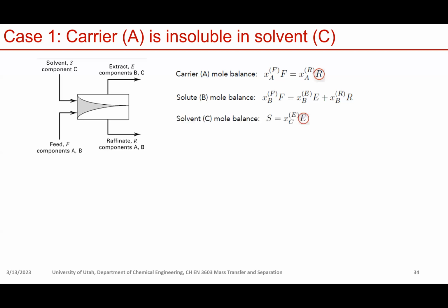Now we can do the same for C as well. C is only present in the solvent stream and the extract stream. It's not present in the raffinate, because we are talking about an insoluble system, where A and C are immiscible with each other. Then the incoming moles of solvent C equal the mole fraction of C in the extract multiplied by the extract flow rate.